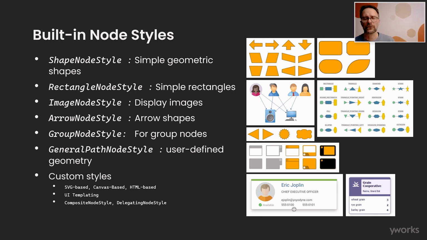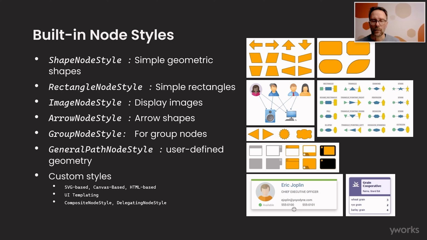But there's other styles which are optimized for displaying images, or which look like an arrow over here. And there's also a predefined group node style, which can be configured to look like a container node that users can open, expand, and collapse.